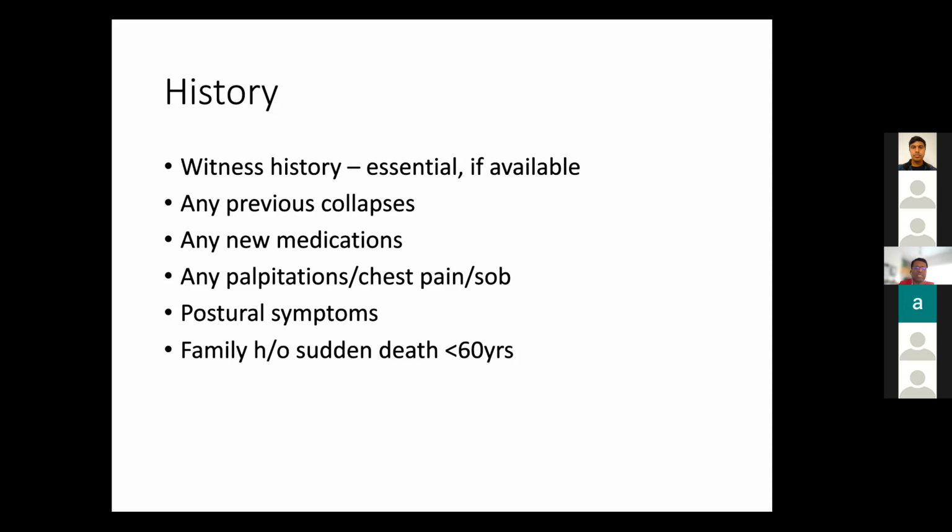Also ask about any medications and any suggestion of arrhythmia or ischemic symptoms: chest pain, breathlessness, and postural symptoms, whether they are upright, standing, or sitting. This is very vital, because if they have symptoms when they're sitting and lying, then we need to consider whether something else is causing the syncope rather than attributing it to vasovagal. Also ask about any history of sudden death under 60 years, which we need to think about, any arrhythmia or structural cause, before we put it down.